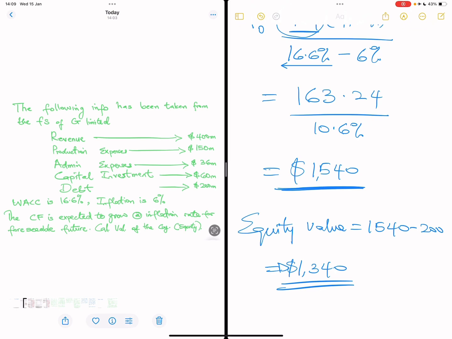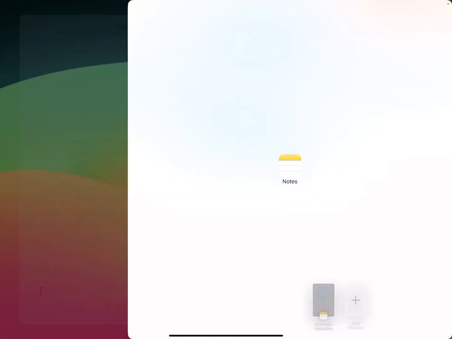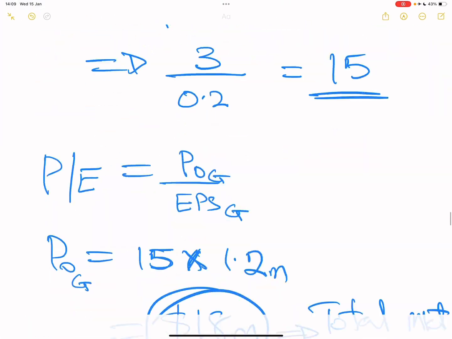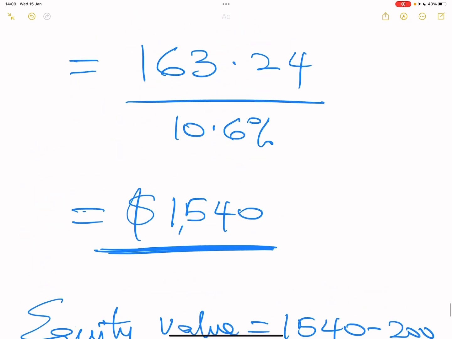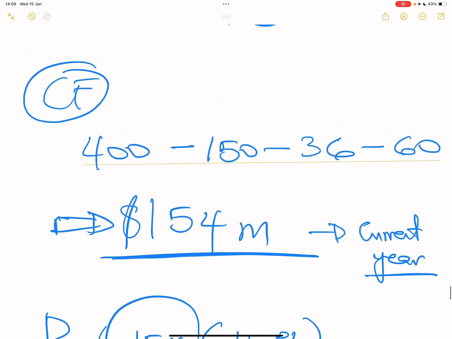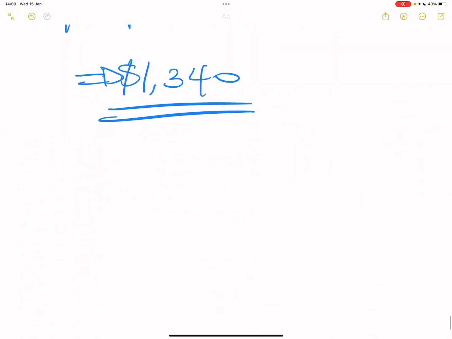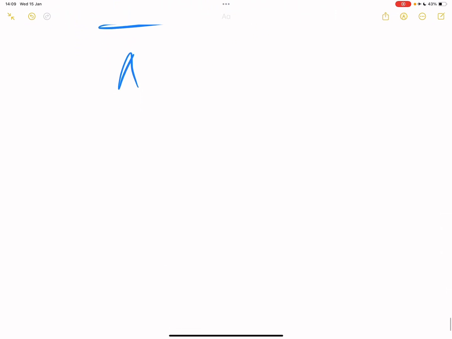Before I go into debt valuation, let me just quickly touch on the benefits, that is the advantages and disadvantages. For this question, if there was no growth, it would have just been 154 divided by the WACC of 16.6%. Now, advantages and disadvantages.